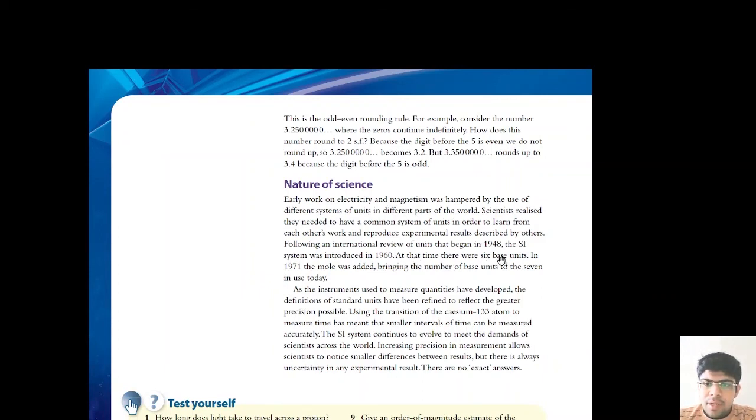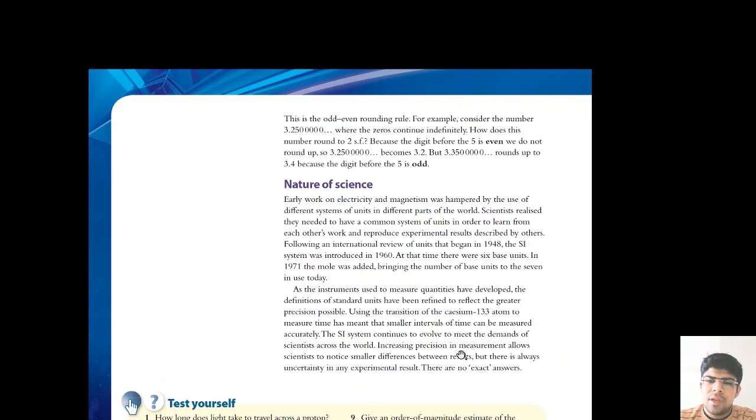At the time there were six base units. In 1971, the mole was added. So the new quantity mole was added in 1971, bringing the number of base units to the seven in use today. As the instruments used to measure quantities have developed, the definitions of standard units have been refined to reflect the greater precision possible. Using the transition of the cesium-133 atom to measure time has meant that smaller intervals of time can be measured accurately. And the SI system continues to evolve to meet the demands of scientists across the world.